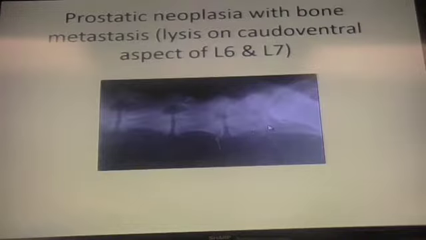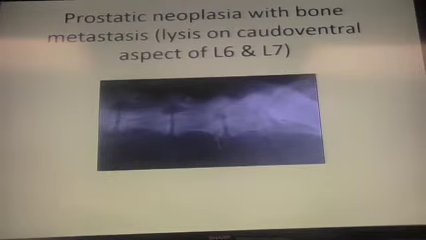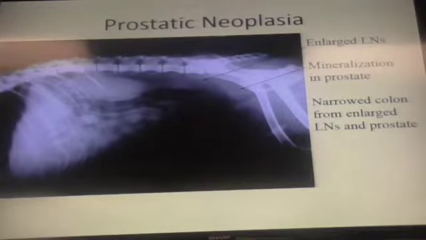So when you're looking at the spine, not only are you looking at proliferation, which is kind of easy to see, but look for those focal areas of lysis. If you see that, think about those 3 hot tumors first, and then you can go with the inflammation, infection, and then other causes.